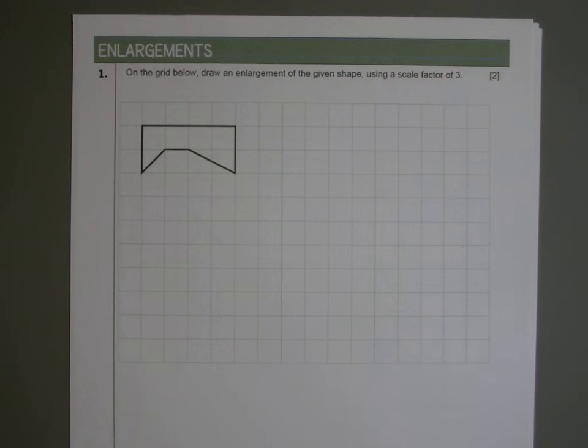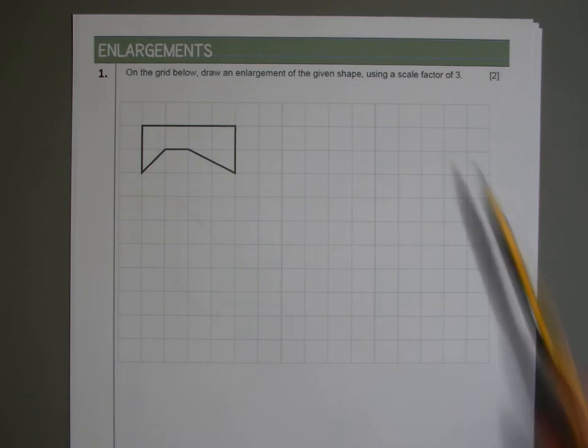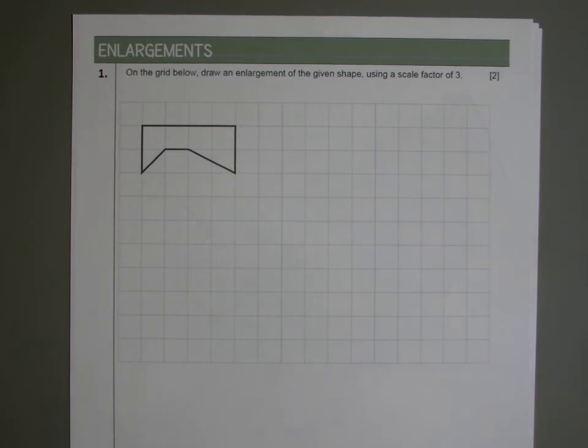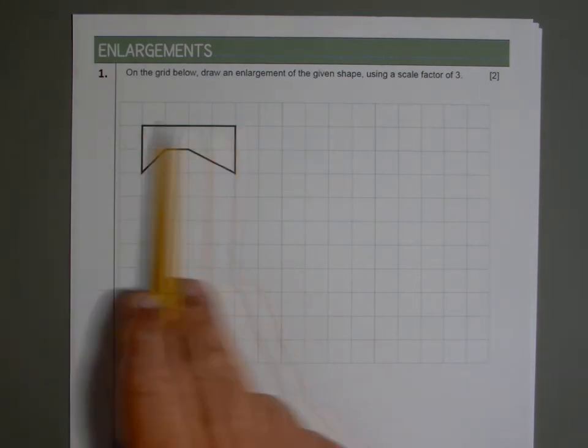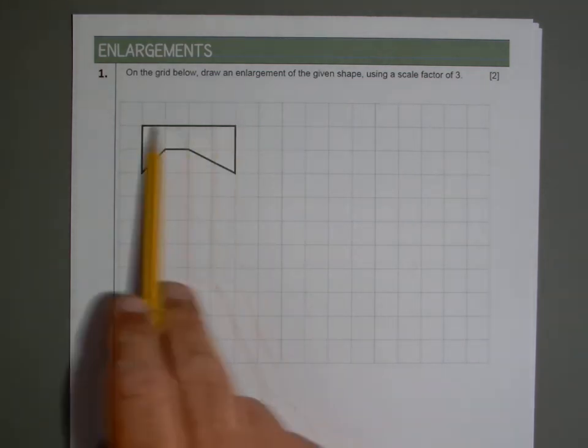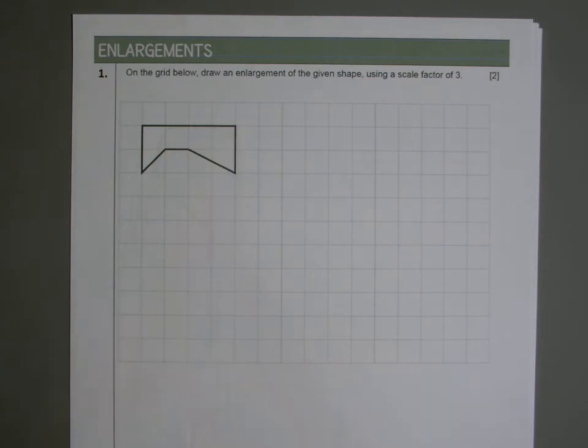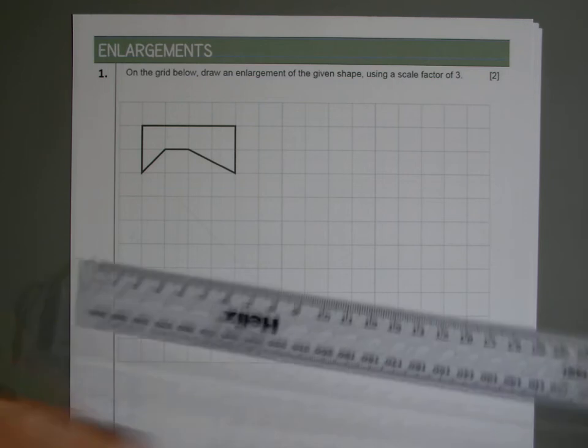Okay, on the grid below, draw an enlargement of the given shape using a scale factor of 3. So basically this shape is going to triple in size because the scale factor is 3. And that means the lengths will triple. So if we look at that horizontal line going across there, that part of the shape, that's 4 squares, yeah? Well, on a new shape, we're going to triple that. So instead of 4, it'll be 12 because 4 times 3 is 12.